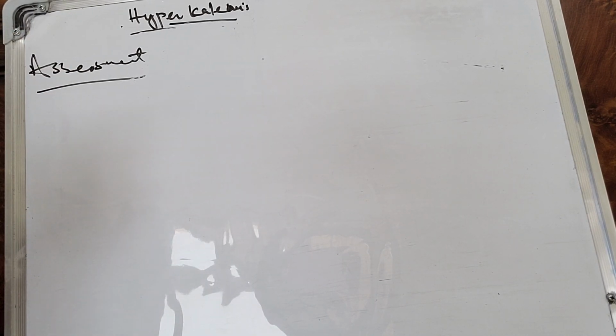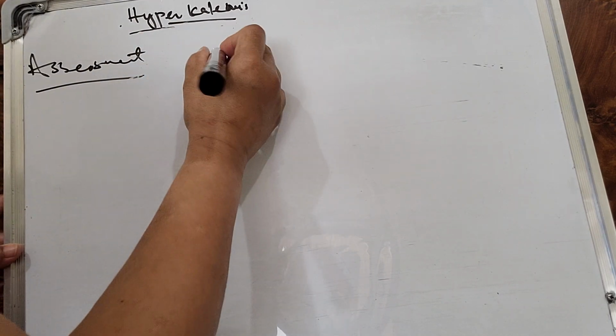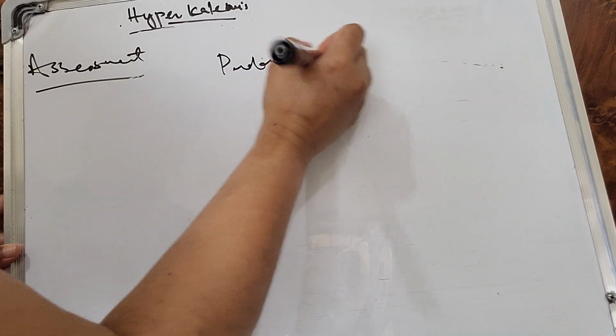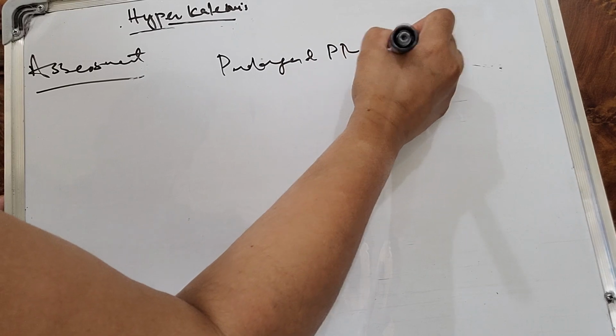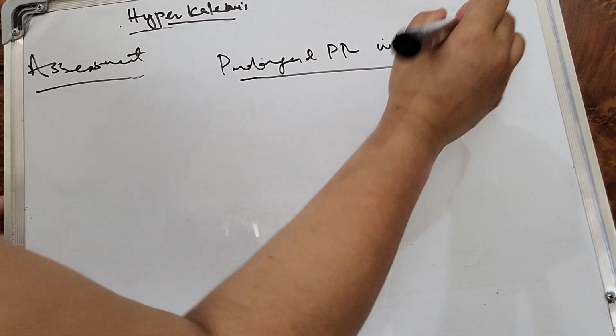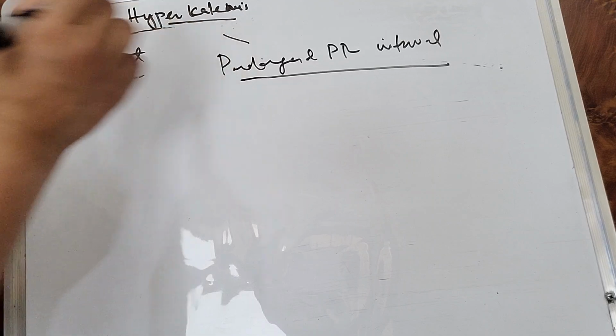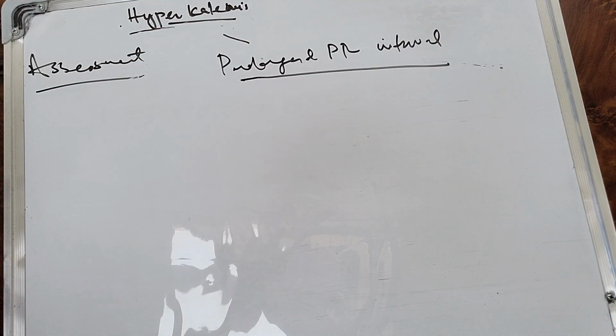One thing I forgot to add, sorry: in hyperkalemia there is also a prolonged PR interval. If you look at the ECG, a prolonged PR interval is also a finding in hyperkalemia patients.